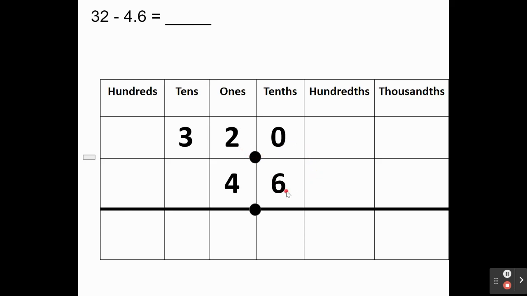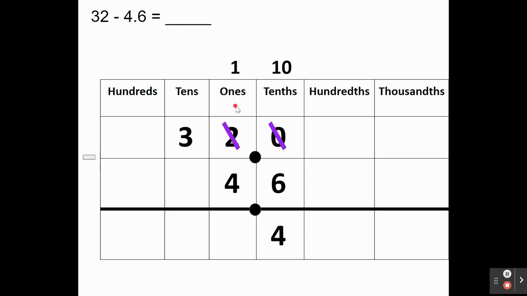Well, we can't take 6/10 away from nothing, so we need to regroup from the ones place. Right now there are two ones. We are going to regroup one of those ones, so that means there's one 1 left over. The 1 that we regrouped is the same as 10/10. So we're going to add 10/10 to the 0/10 we had. So now we have 10/10 minus 6/10, which is 4/10.